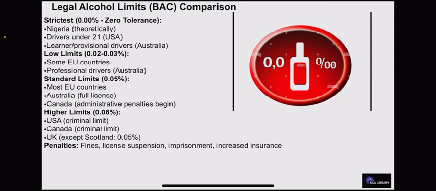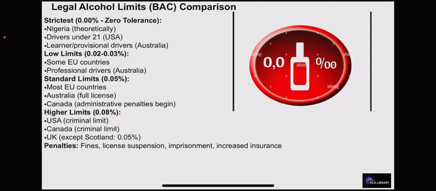So for drivers under 21 in the USA, you don't drink. They make sure that they don't drink while driving. Then we have learner or provisional drivers in Australia. So for low limits, we have 0.02 to 0.03%. We have that in some European countries, and for professional drivers in Australia. Then standard limits, we have 0.05%. We have that in most European Union countries and in Australia too, but with a full license. And we have it in Canada. The administrative penalties begin at this stage.